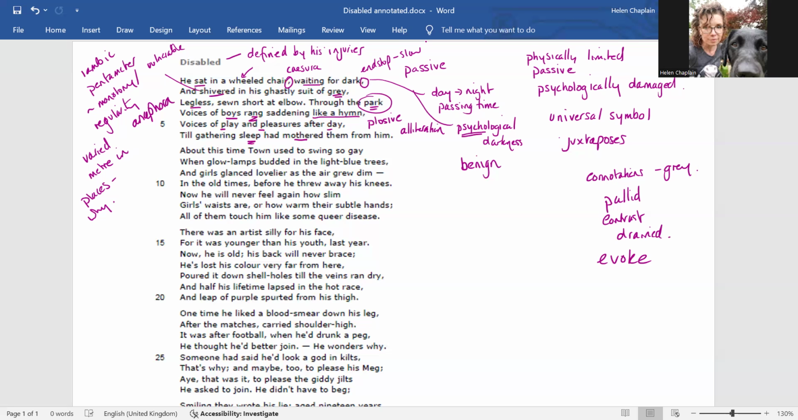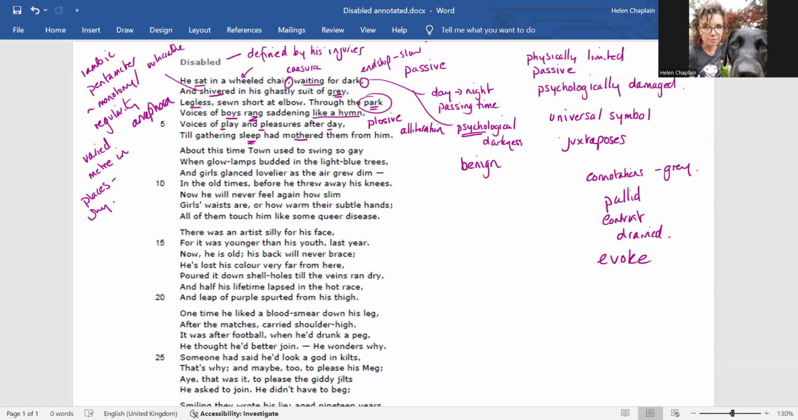So here in this stanza, in fact, we're just going to note that we've got two words that we would put different connotations on today. And you take them in the sense that Owen meant them, which is the idea that we're using gay and queer not as references to sexuality, but references to happiness or liberation or freedom. So town used to swing so gay. It's like things used to be so happy. It used to be joyous. There used to be celebration when glow lamps budded in the light blue trees.